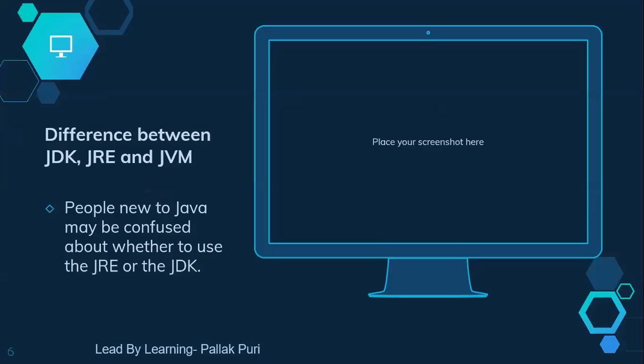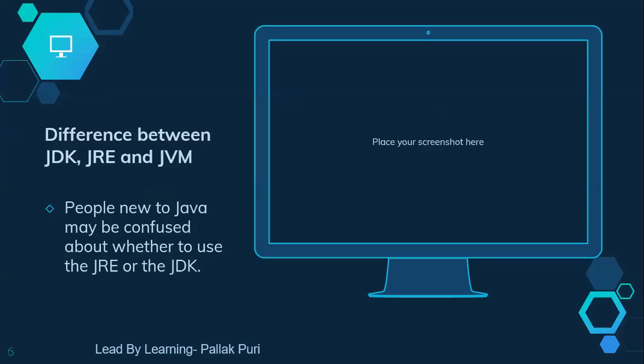Next, the difference between JDK, JRE and JVM, which we have already discussed. JDK is required when a developer needs to develop the program. JRE is required when a client needs to run the developed program, and JVM is used to actually run the program. And this JVM is in the JRE, or it is a component of the JRE, right?